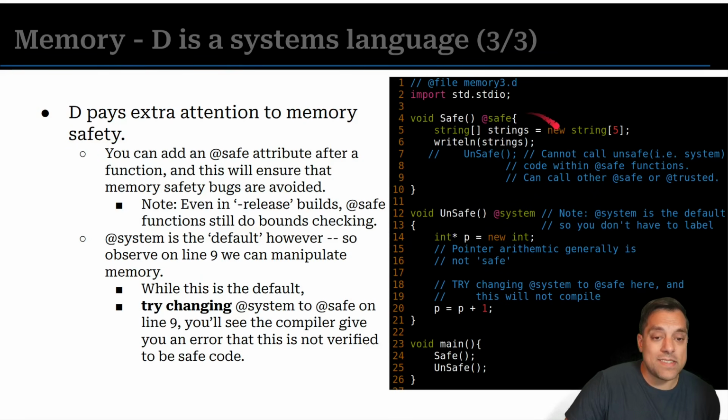So I can't call a safe function into something unsafe. Now there is a bridge between them that's called @trusted, which means I verified this. So safe code could call into trusted, but otherwise, the compiler will give me an error here.